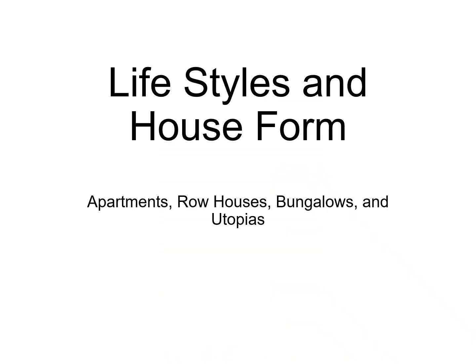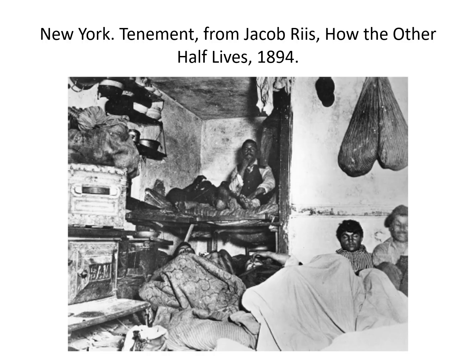Lifestyles in house form: apartments, row houses, bungalows, and utopias. The apartment type, a 5 to 6-story structure with several family dwellings on each floor, appeared in Europe during the 18th century, first as units within a subdivided palace, and then as a vertically stacked alternative to row houses.